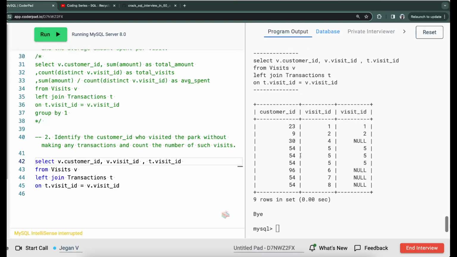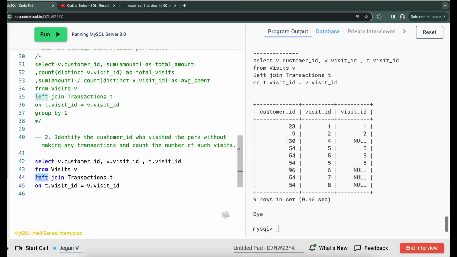Now if you see for 54, we got 3 transactions for visit ID 5, but we don't have any transaction for 7 and 8. For other visitors like 23 and 9, we have a transaction. For 30 there is no transaction, for 96 there is no transaction. So we have to get this 30 and then this 3. These 4 records are by the customers who visited the park but they haven't done any transaction, right? So how to get that?